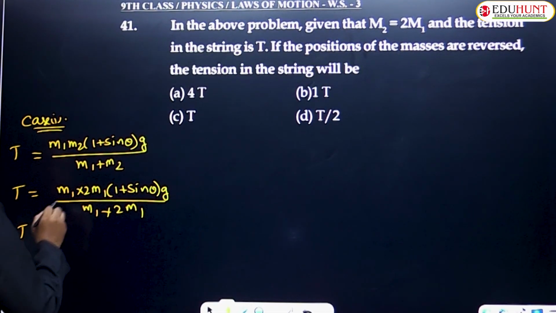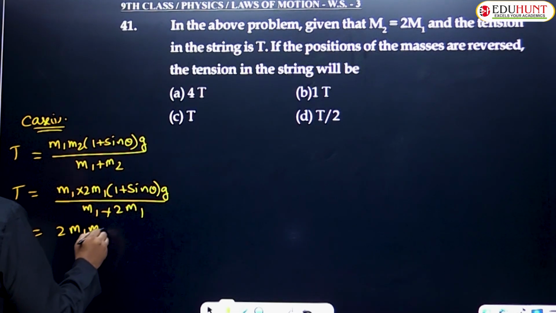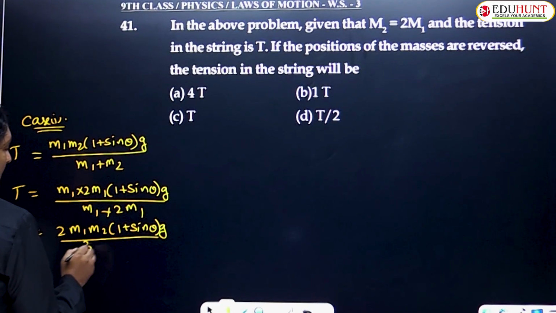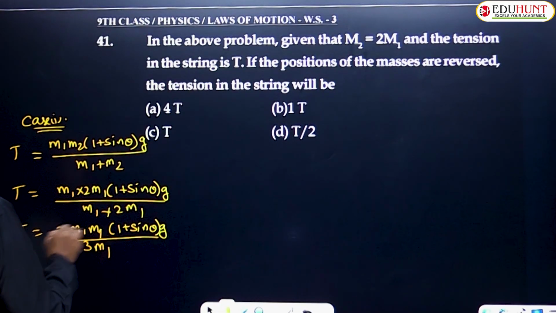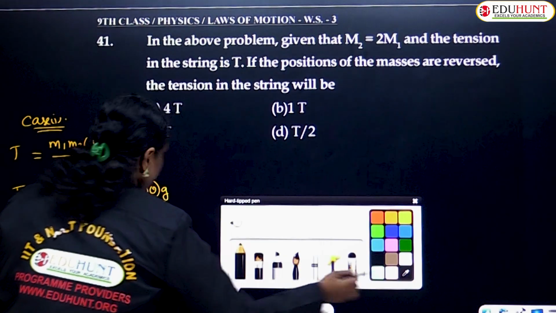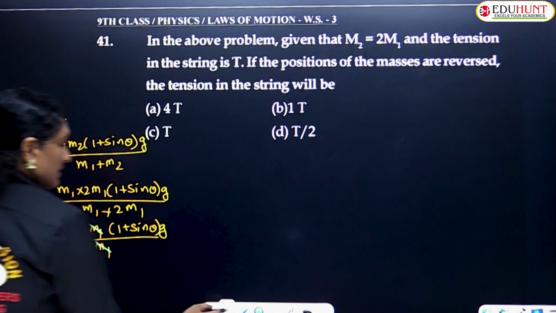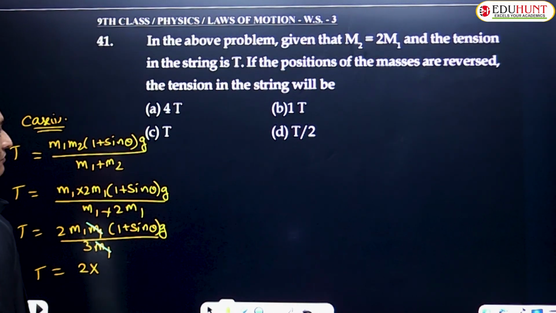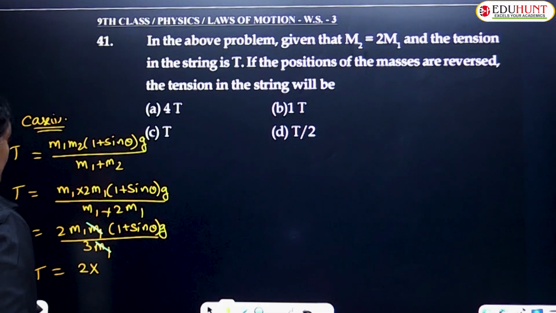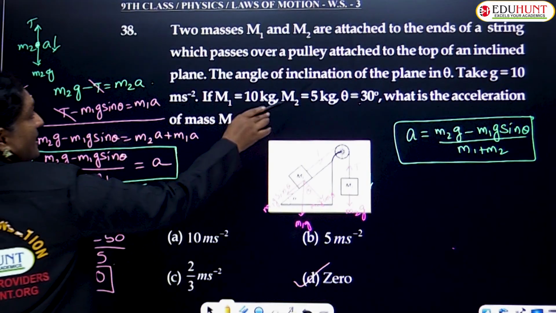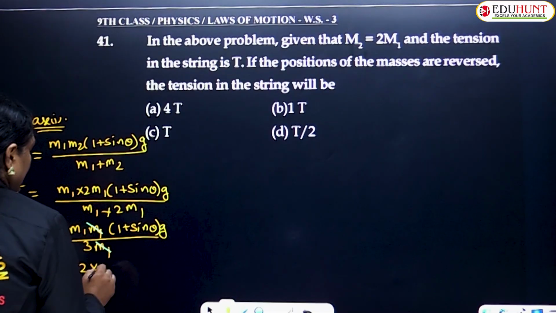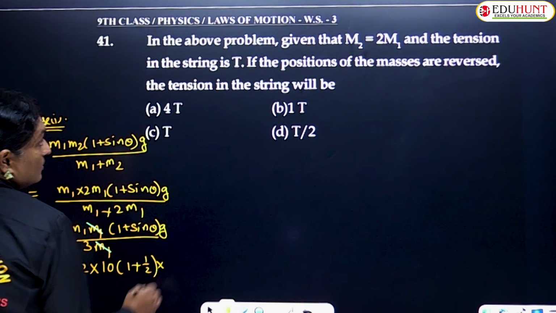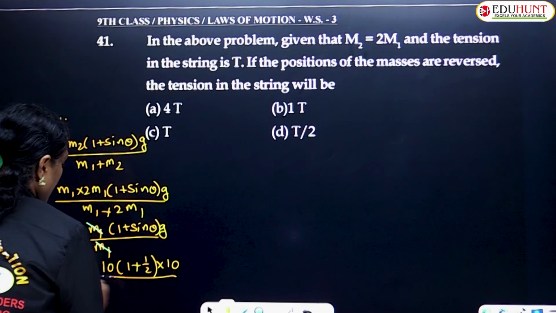So T will be equal to 2 times M1 squared into 1 plus sine theta into G, by 3M1. So 2 M1 times M1 is M1 squared; simplify this, one of the M1 will get cancelled. Then you are left with T equal to 2 into the value of M1, which was given as 10 kg. I hope you remember that. M1 was given as 10 kg and M2 as 5 kg. So M1 is 10 kg into 1 plus sine 30 degrees, which is 1 by 2, into G, let us consider it as 10, whole upon 3.